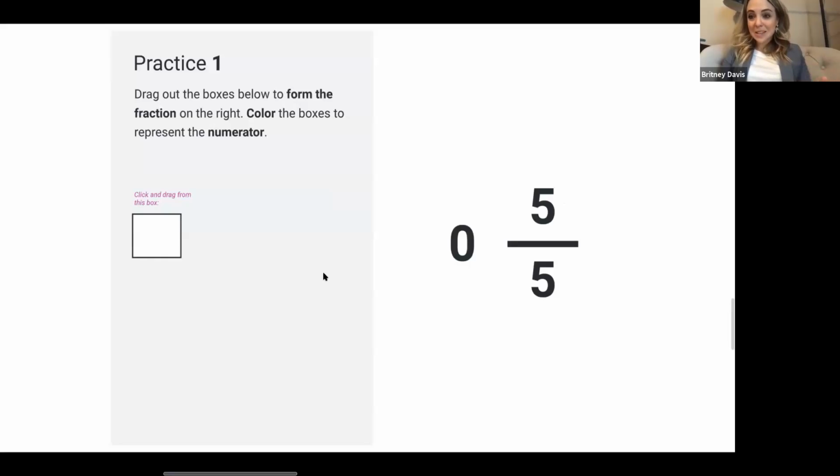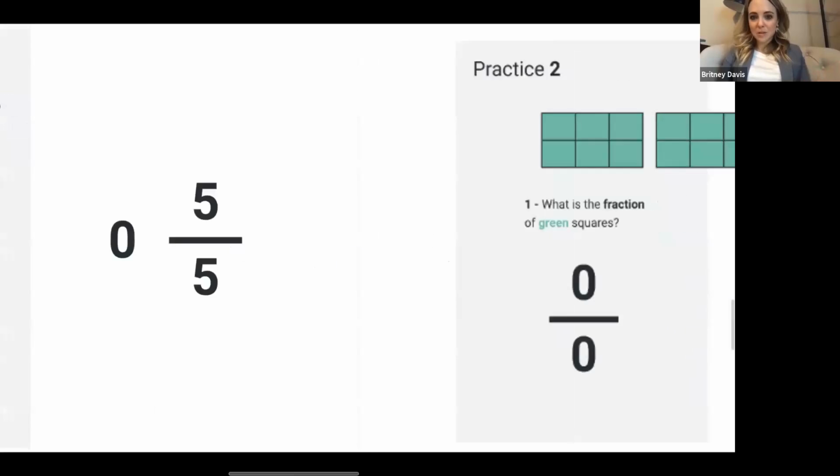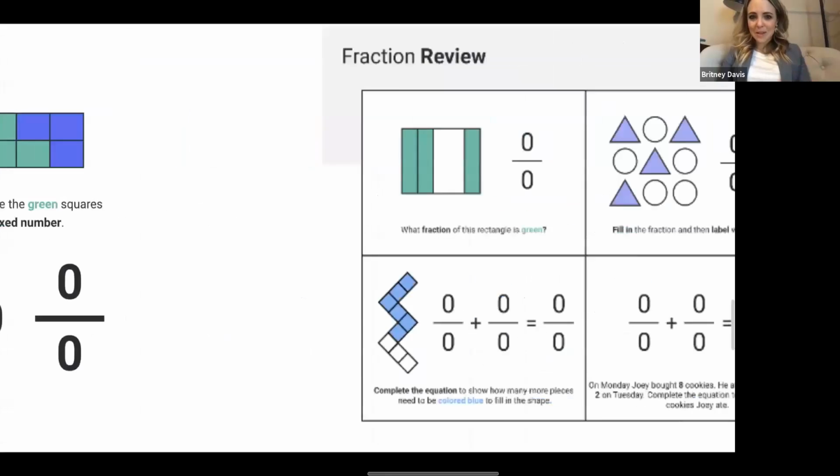And this way they can do it really easily and the shapes stay the same and they're not having to draw it out and they don't have to have the blocks or cubes at home. Here's another example of that.